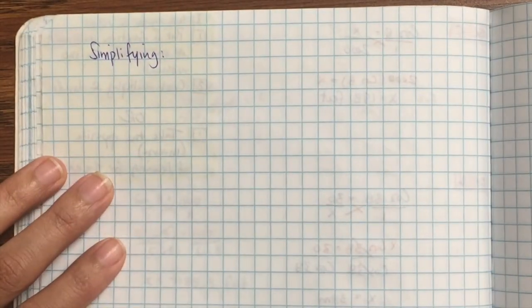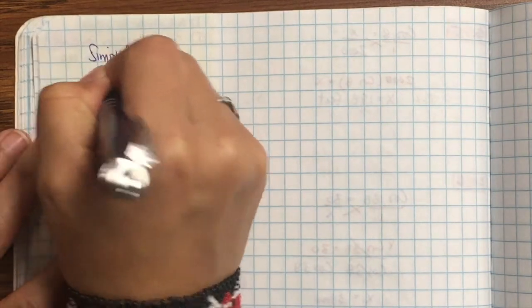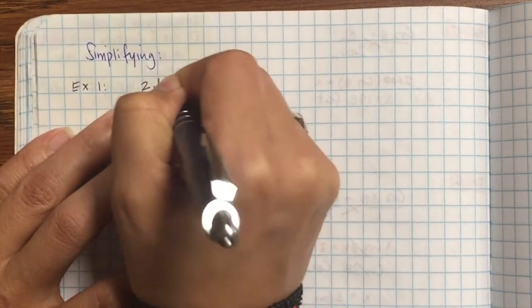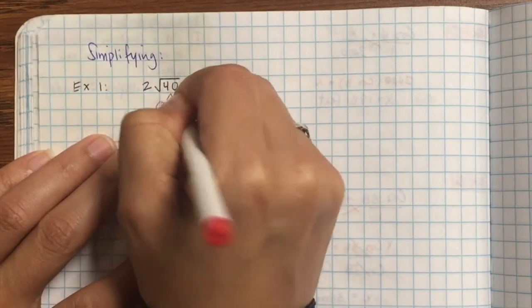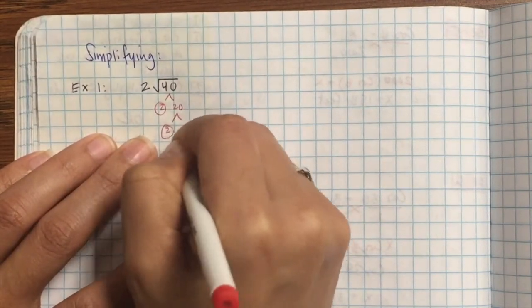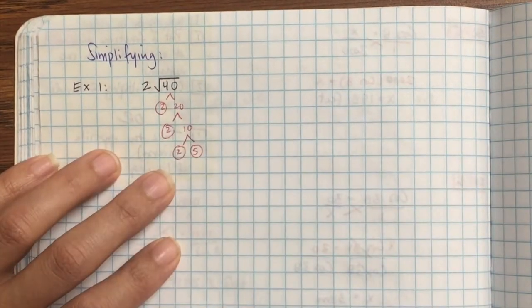So how do you simplify radicals? Let's take a look at an example. Let's say we had 2 radical 40. Well, like you know before, you break down the inside of the radical. So you can divide by 2. It's going to be 2 times 20. Keep dividing by 2. 2 times 10. 2 times 5.